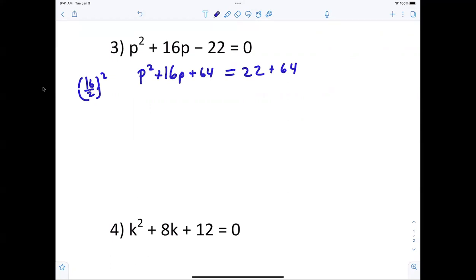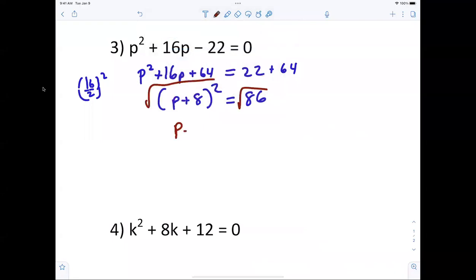It always factors to whatever the half was. What's the half? What kind of 8? Positive. P plus 8 squared equals what? 86. Everybody's good with that? Now what do I do? Take the square root. P plus 8 equals plus or minus square root of 86. Can 86 break down? 2 times 43. Both of those are prime. So there is no perfect square in 86.